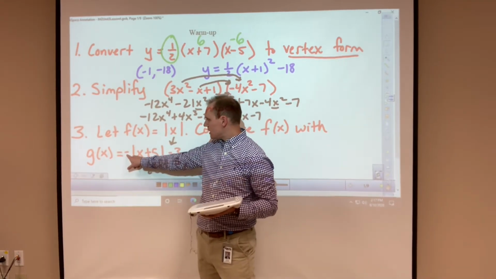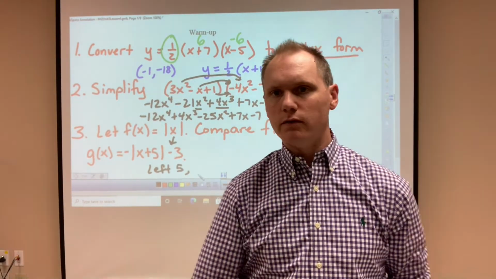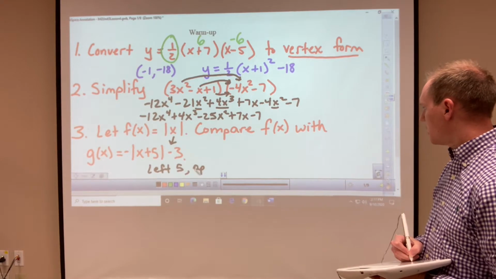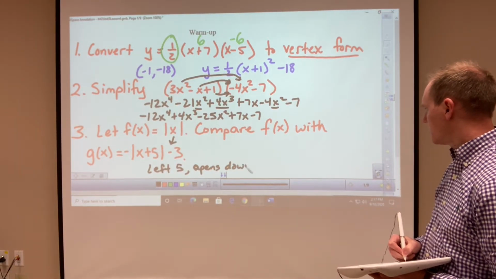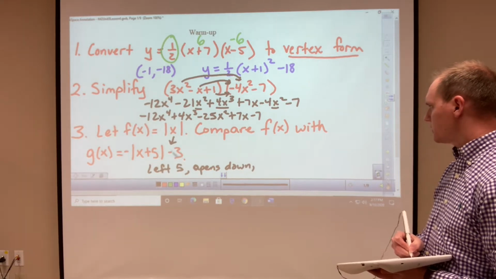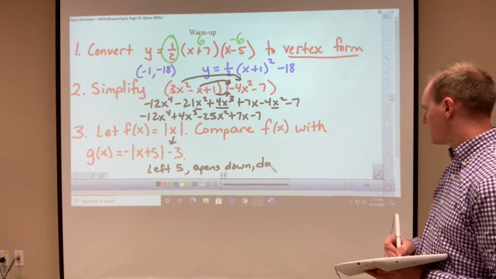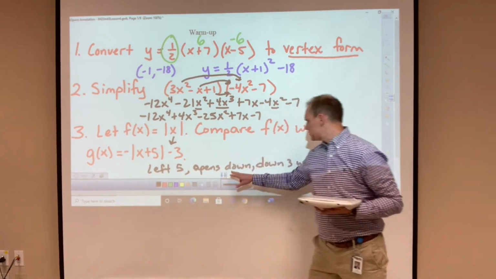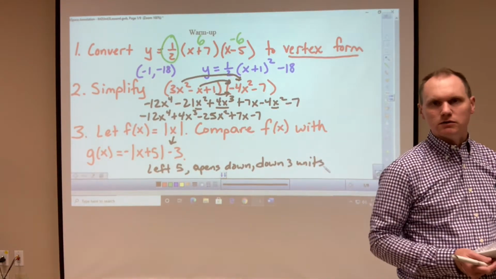And then this negative out here is going to make it, instead of an opening up V, an opening downward V. So opens down. And then lastly, this -3 here shifts it down 3 units. So left 5 units, opens downward instead of upward, and then also down 3 units as well.